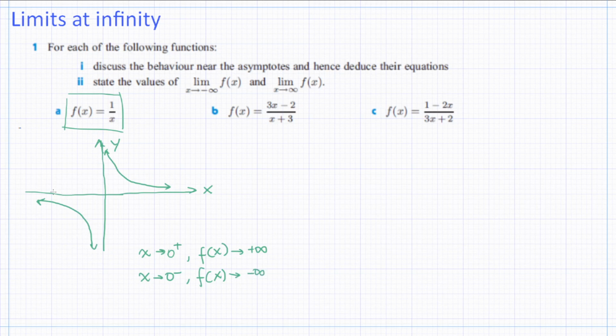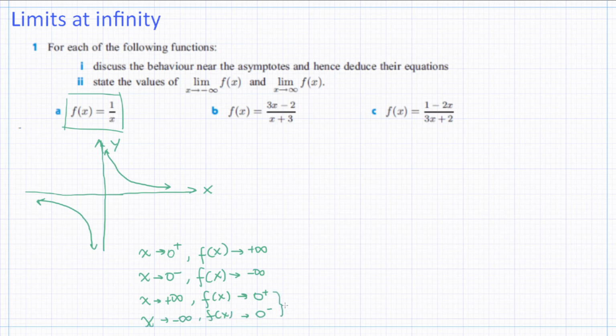Now what about the extremes? What happens when x is taken to positive infinity? f of x will approach 0. In this case, it's a positive 0. It's a number close to 0, but very, very small, but positive. And if we go towards negative infinity, we would have 0 as well, right?